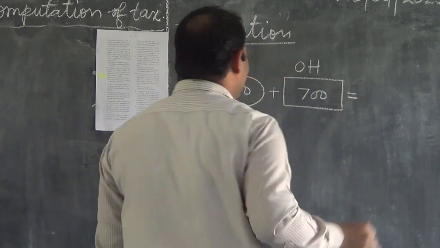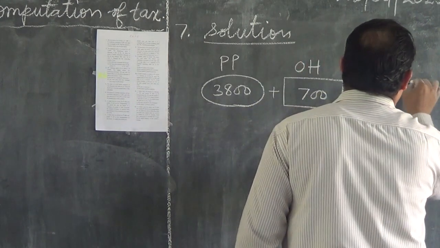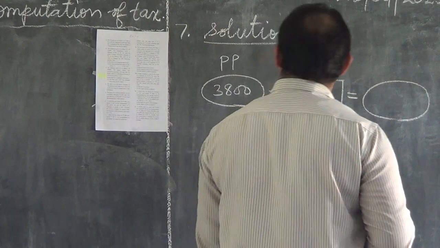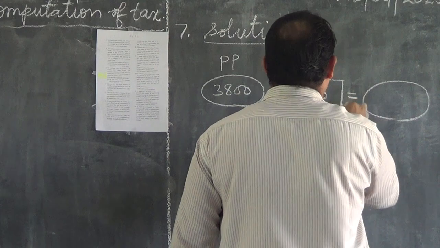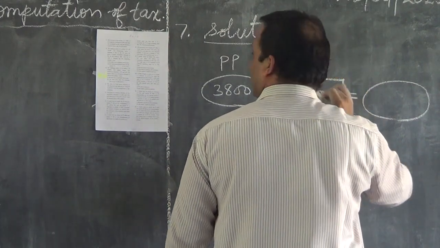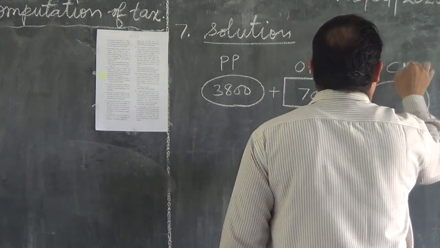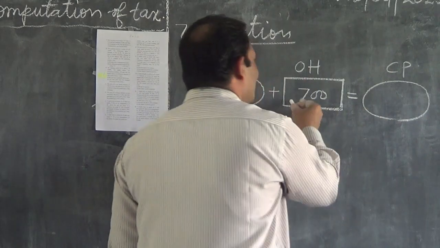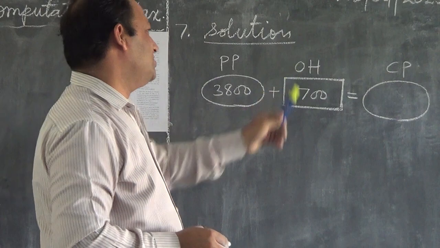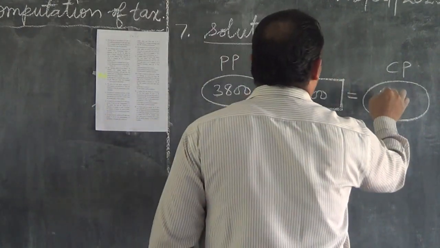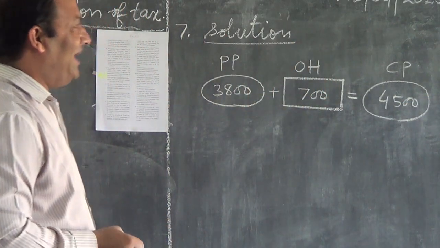And when we add this, do you know what name is used for this result? I will write the name here. Yes, I heard somebody saying that this is called cost price. Correct. Purchase price plus overheads will give the cost price, and that is 4,500 rupees.